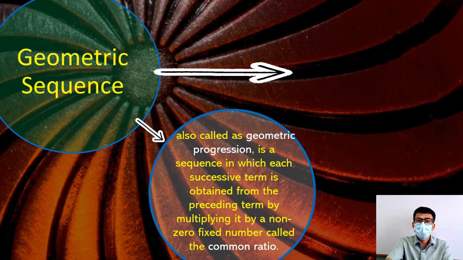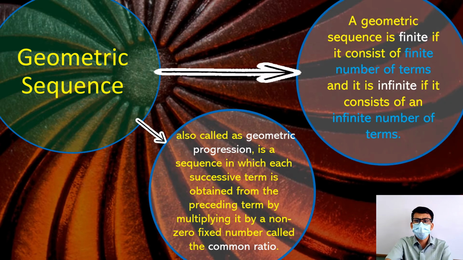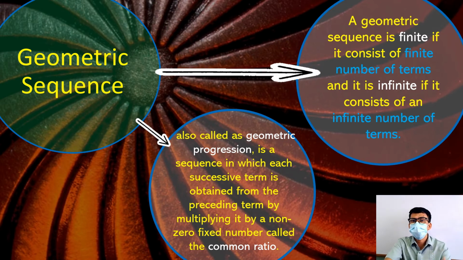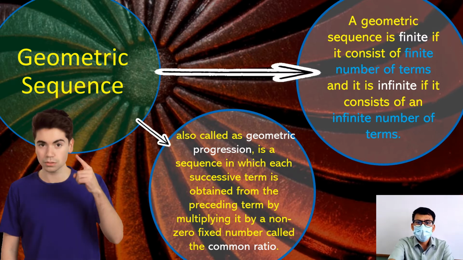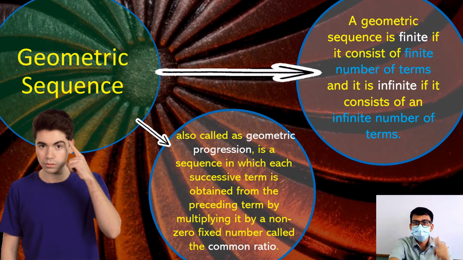Also, a geometric sequence could be a finite or infinite sequence. I think you already know what a finite sequence is and what an infinite sequence is. When we say infinite, it has 3 dots, which we call ellipses. If there are no ellipses in the sequence, that means it is a finite sequence. Those are the definitions of geometric sequence. Okay, did you get it?